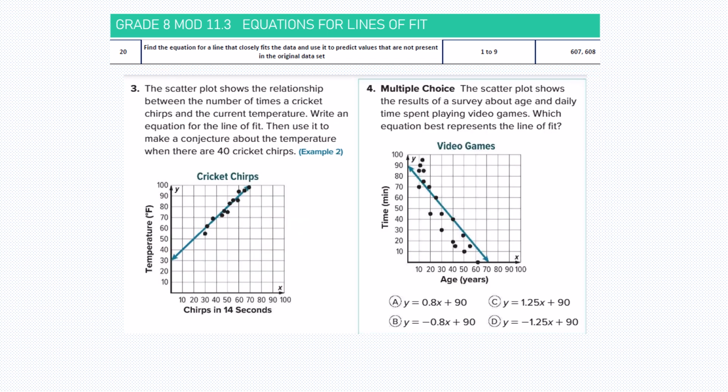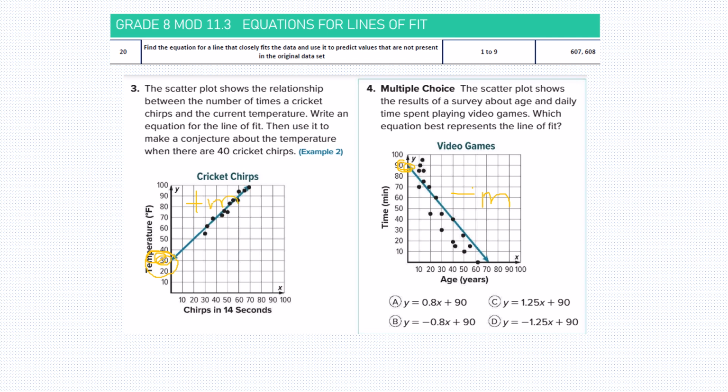Similarly here, identify your b value. Your b here is 30. Your b in this example is 90. The difference between these two is that this is a positive slope and this is a negative slope, so this will have a negative m, and this m will be positive.